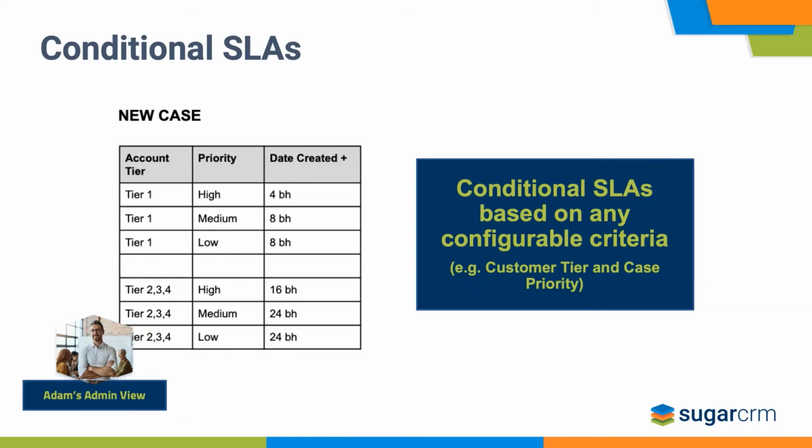So in this example, we're accelerating the handling of new cases for tier 1 customers versus tier 2, 3, and 4 customers.